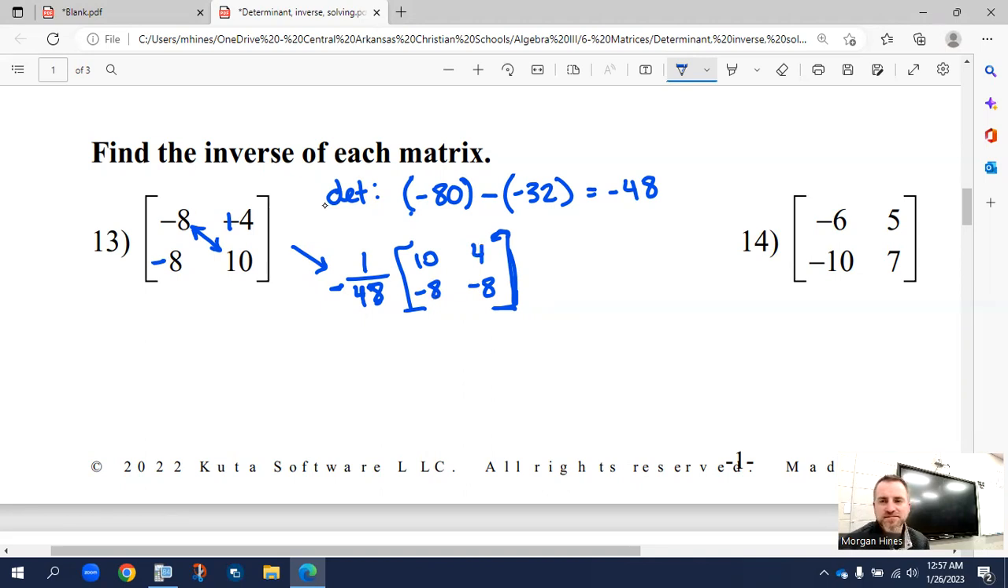Just trust me. That's what they say, huh? And now this is just a scalar multiplication problem. So we're just going to multiply everything in this matrix by negative 1 over 48. And when you do that, you can use your calculator to do that. You get negative 5 over 24. You get negative 1 over 12. You get 1 over 6 and 1 over 6.